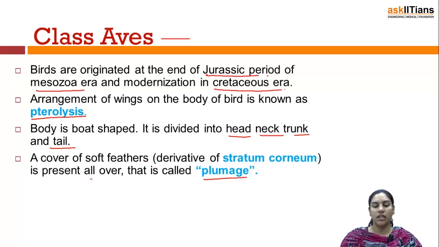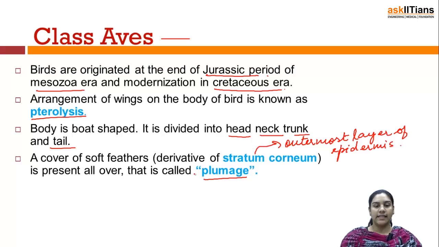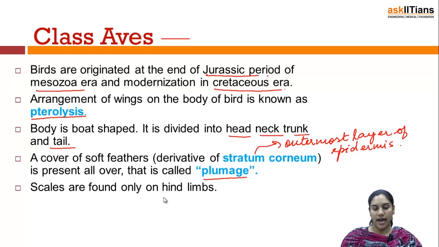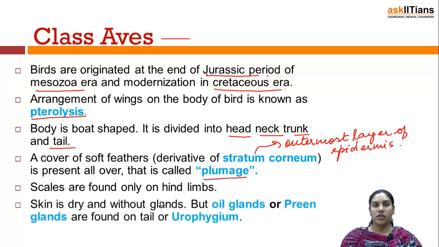The stratum corneum is the outermost layer of epidermis, and this consists of dead cells. The scales are found only on the hind limbs. The skin is dry and without glands, but oil glands, also known as the preen glands, are found on the tail, or the uropygium.